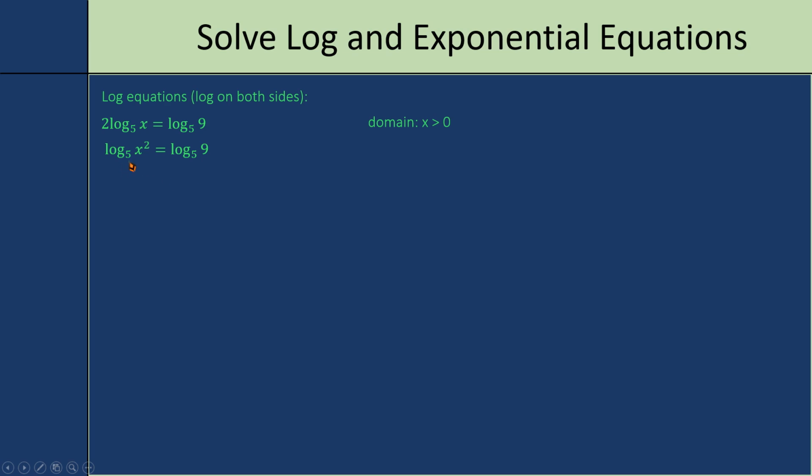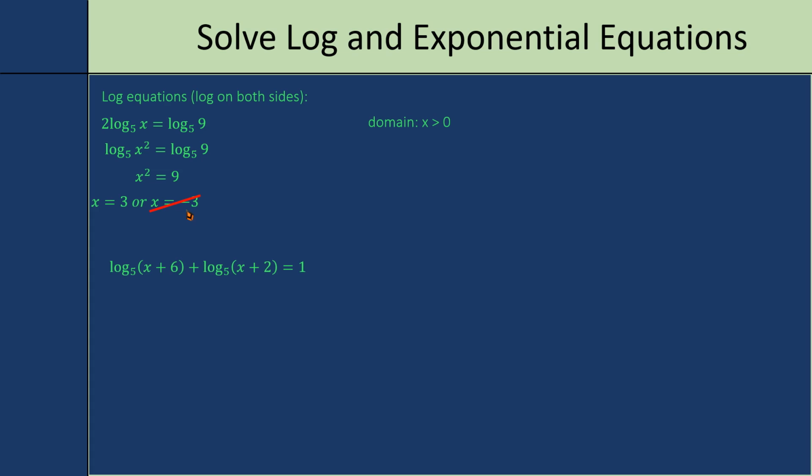So one more time, if your logs are equal on both sides, with the same base on both sides, then the arguments must be equal. X squared must be equal to 9. Then I solve that. X has to be equal to 3 or negative 3. And I check back with my domain. X has to be larger than 0, so I cannot have x equal to negative 3. I cross that out. X is equal to 3 only.